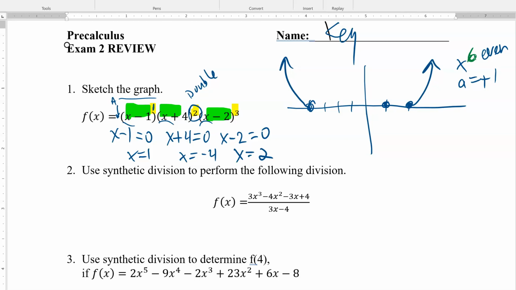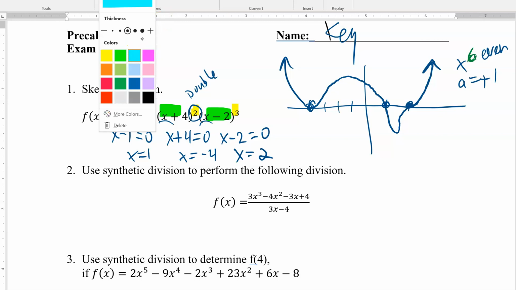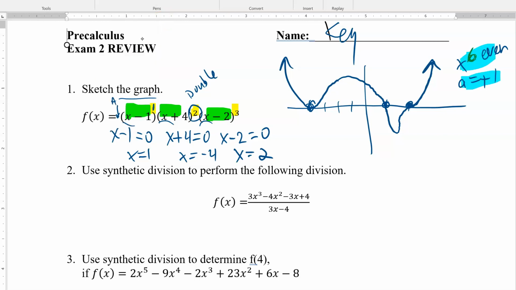So at negative 4, again, it bounces off. At positive 1, it goes through. And then as it comes back, it goes through this one, but it actually goes through kind of like a cubic. So it has this curved S shape as it goes through. Now, is this perfect? No, it's a sketch. But what am I looking for? I'm looking for beginning and ending behavior. So since this is six and this is even, that gives us our beginning and ending.